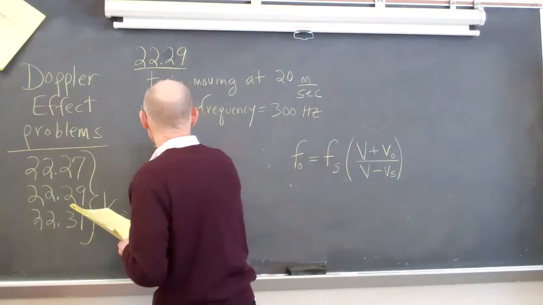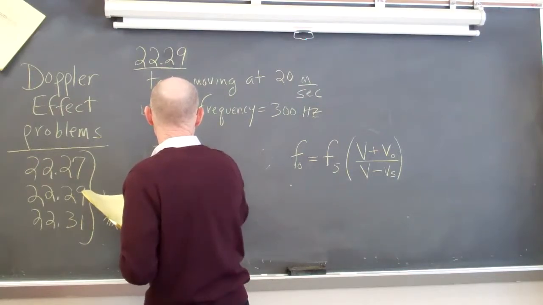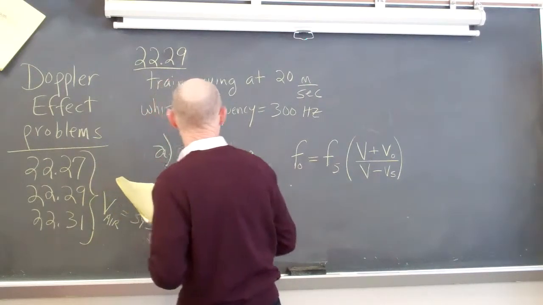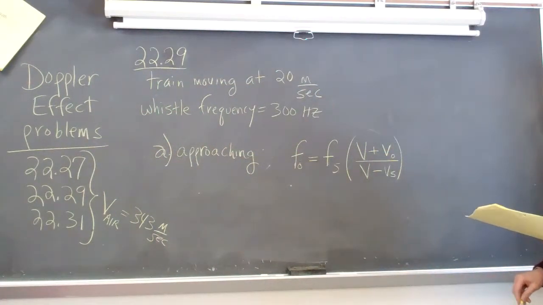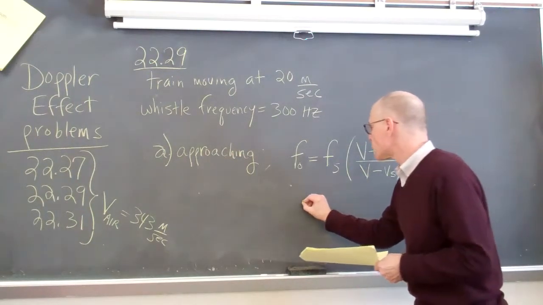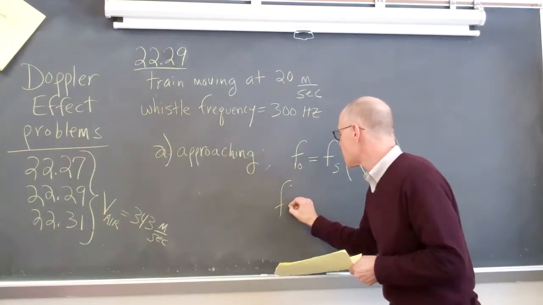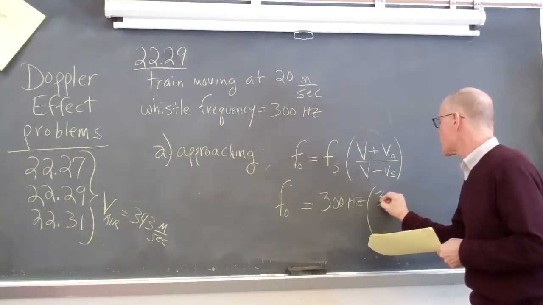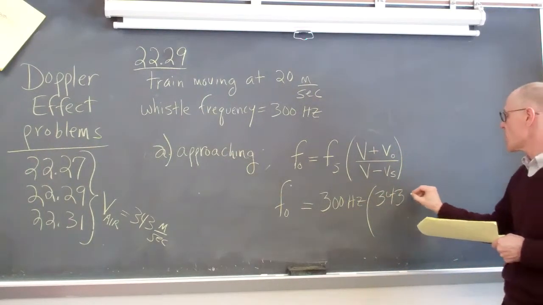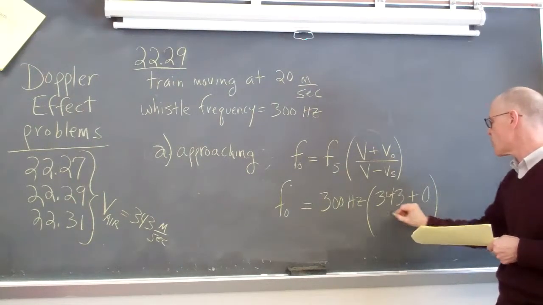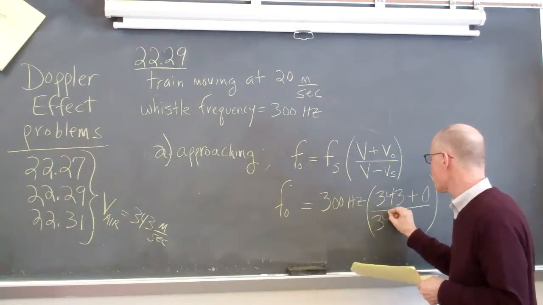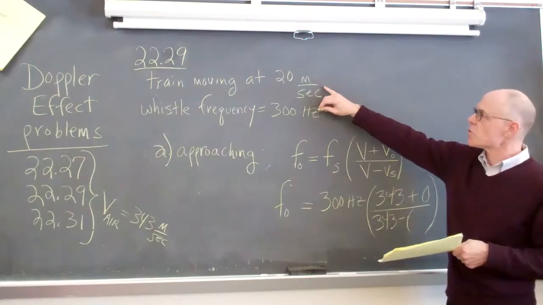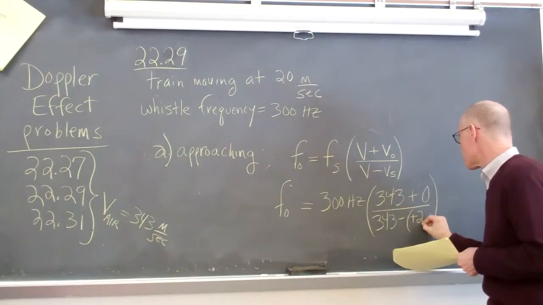So part A, approaching. Very similar to the last problem, where the frequency heard by the observer is equal to the frequency of the source, 300 hertz, times 343, the speed of sound in air, plus the speed of the observer, which is 0, divided by 343 minus, again approaching, the speed of the source would be positive 20 in the approaching situation.